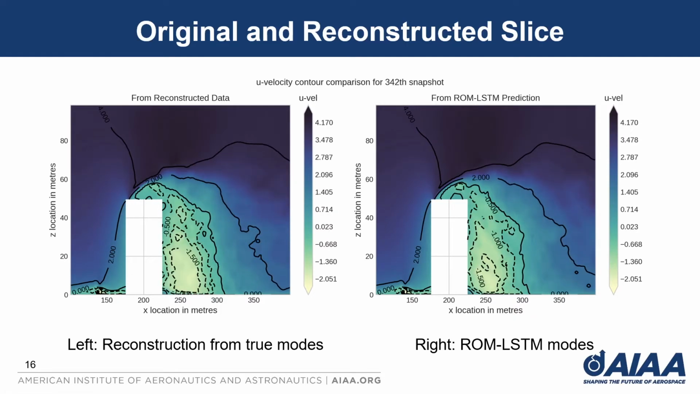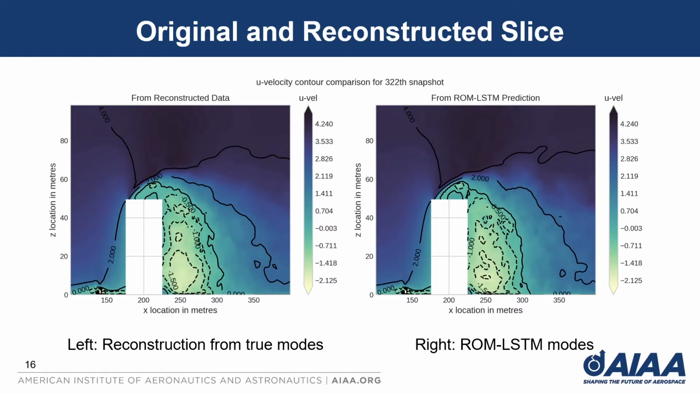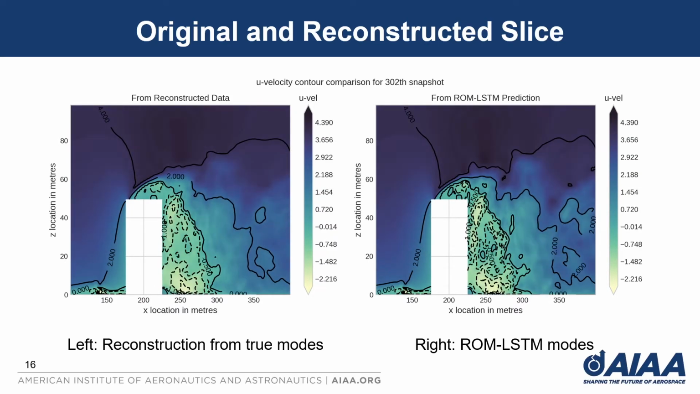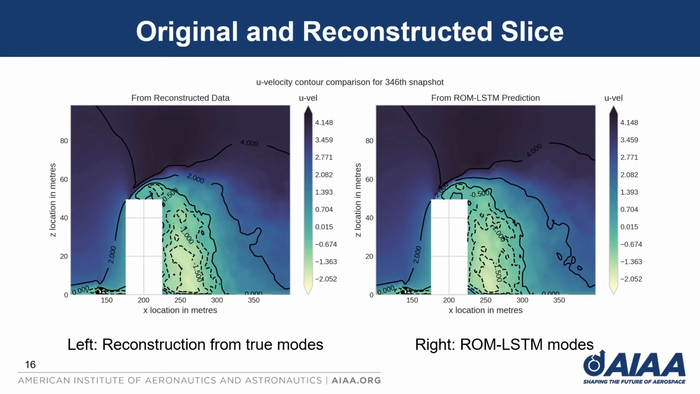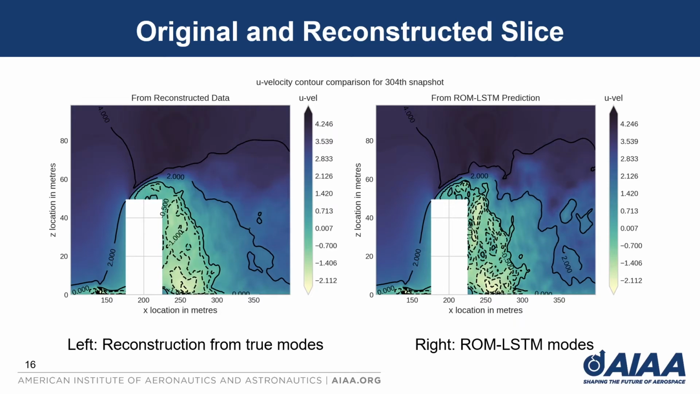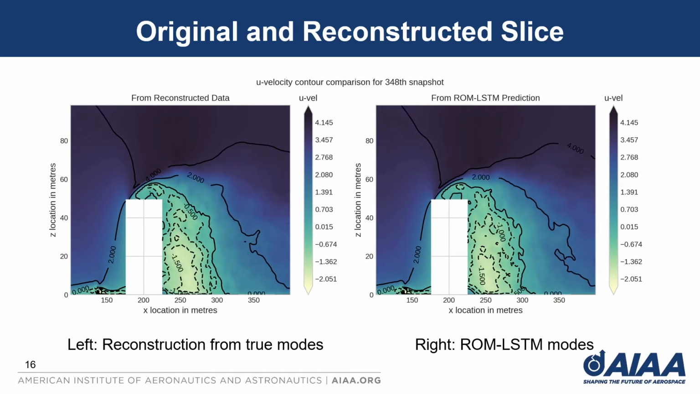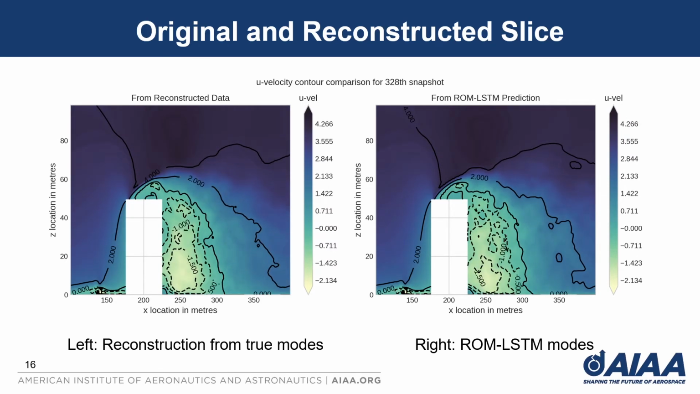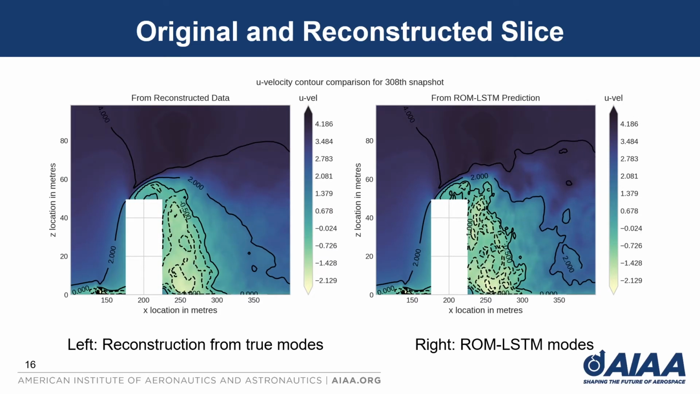These figures show the u-velocity contours through the center of the domain. On the left, this is reconstructed from the true modes, while the right figure is reconstructed from the ROM LSTM modes. And these show the u-velocity contours from the 300th snapshot to the 360th snapshot. You can see that the agreement between these two is very close, and they show good agreement in both the structures and the values of the u-velocity.